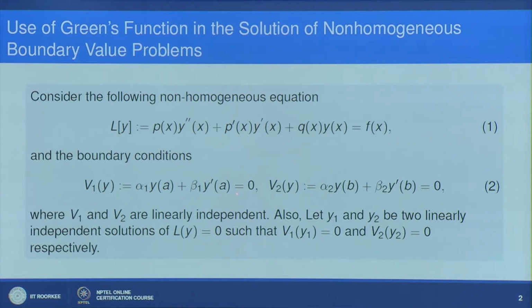where V1(y) is defined at the point x = a, and V2(y) is specified at the point x = b. And here we have assumed that V1 and V2 are both linearly independent. Also we have assumed that we have two linearly independent solutions of the homogeneous problem Ly = 0, such that the first solution y1 satisfies the condition given at x = a, and the second solution y2 satisfies the boundary condition defined at x = b.